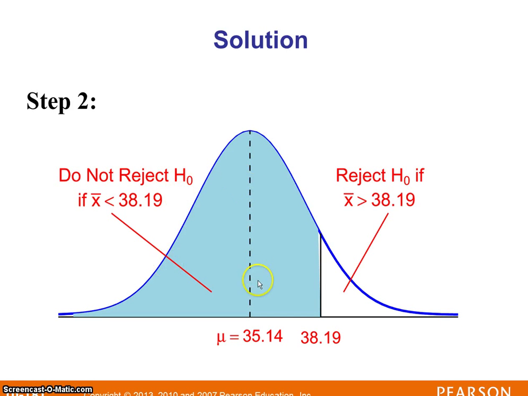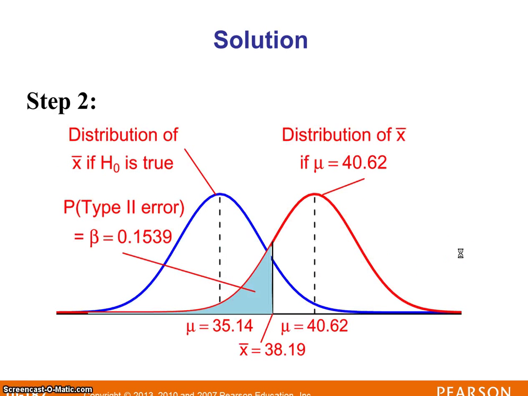So in this region, we would not reject the null hypothesis, and then we would reject H0 if it's greater than 38.19, which is where our score is here. Remember, this is the score, not the area. So this would be step 2. We compare these things, and then this would be the type 2 error probability region here.